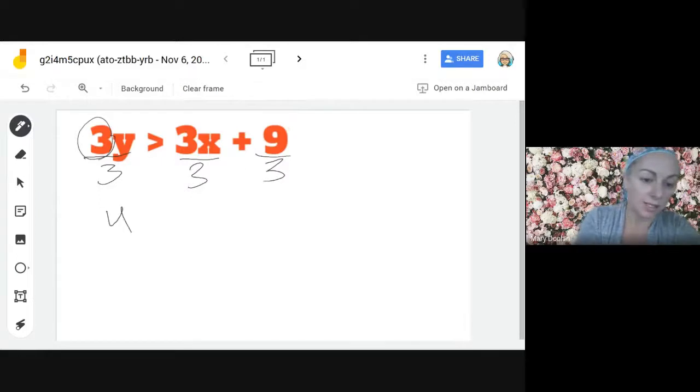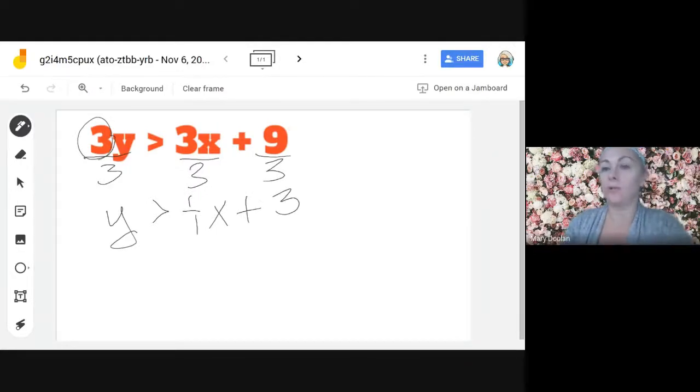And this turns into y is greater than, well, 3 divided by 3 is 1. You could think of it as 1 over 1x or just 1x. Those are all the same. Plus 9 divided by 3 is 3. So this is what you're looking for this time.